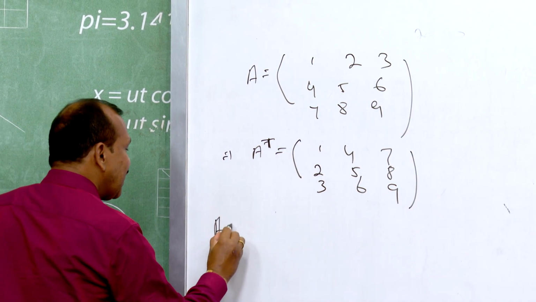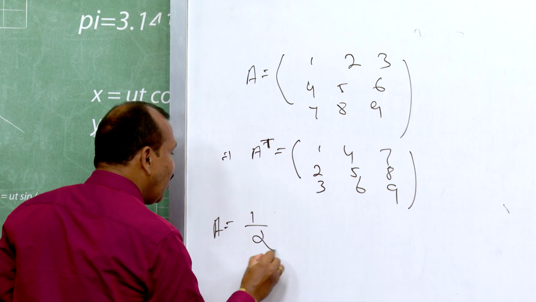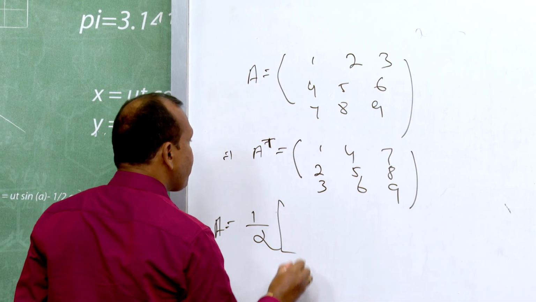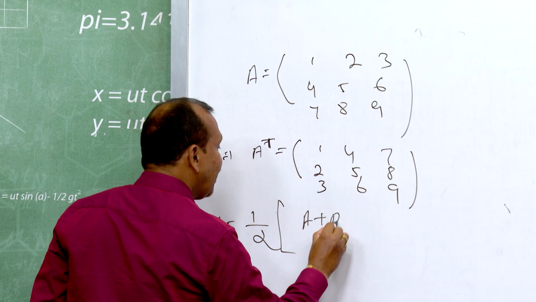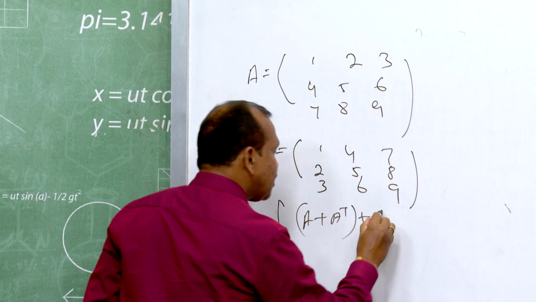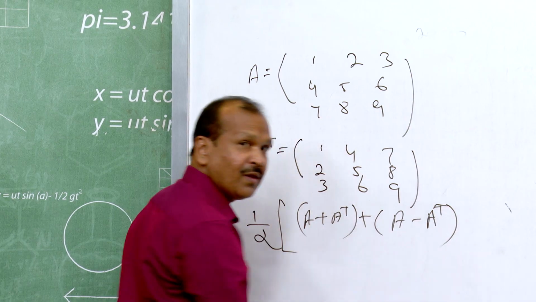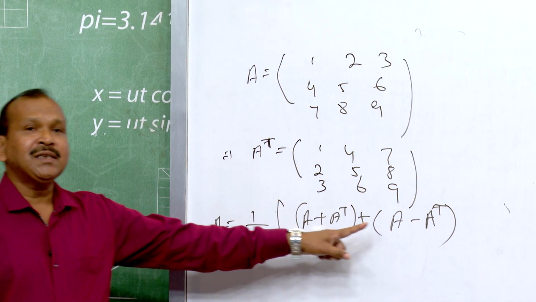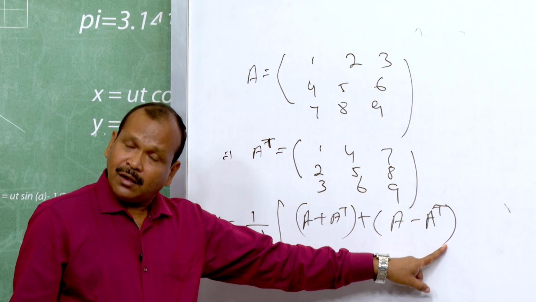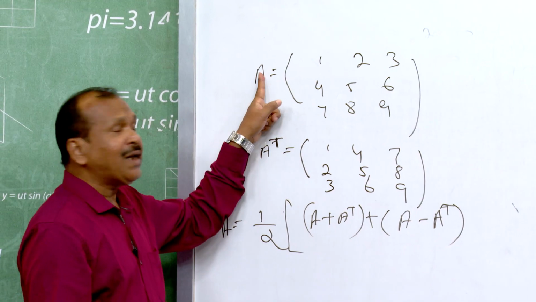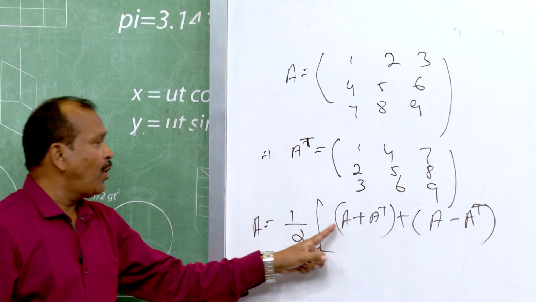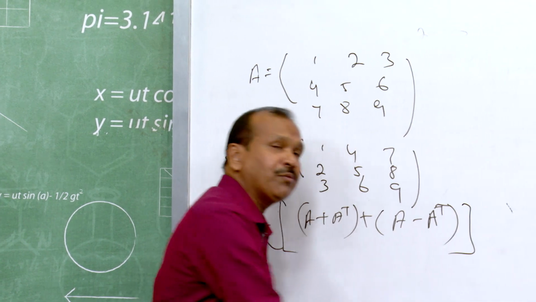Then the matrix A can be written as half times A plus A transpose plus A minus A transpose. This is a symmetric matrix and this is a skew symmetric matrix. Then every matrix is expressed as the sum of a symmetric and a skew symmetric matrix.